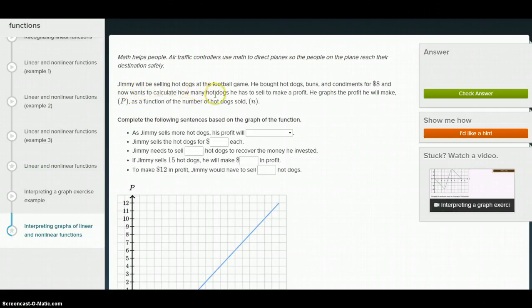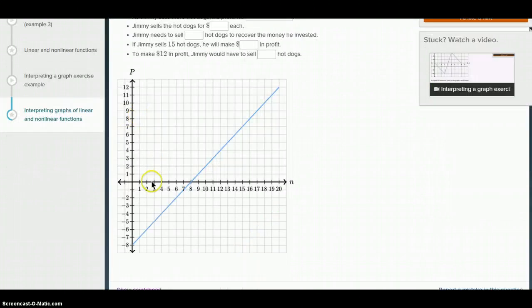Alright, so Jimmy's selling hot dogs at this football game. He bought hot dogs, buns, condiments, trying to make a profit. Graphs the profit he will make as the number of hot dogs sold. Okay, so if we're looking at that, this n value, that is the amount of hot dogs that he sells, and this P is the profit. So if we're looking at this graph, we see here that if he sells 8 hot dogs, he'll break even with how much he spent.